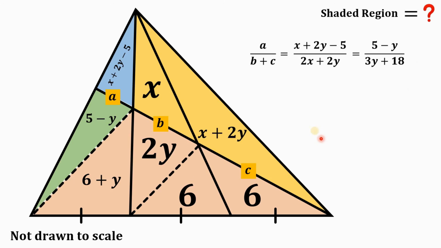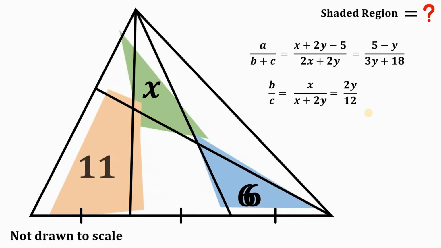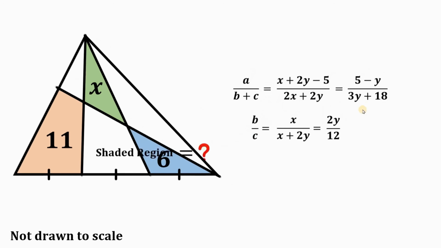Now, another ratio that we are interested in is the ratio of B is to C. Now, B is to C is also equal to these two ratios: x over x plus 2y on the upper part, and on the bottom part, we have 2y over 12. Now, if we get the value of x given these two equations, we can now solve this problem. And that's what we need to answer this question.